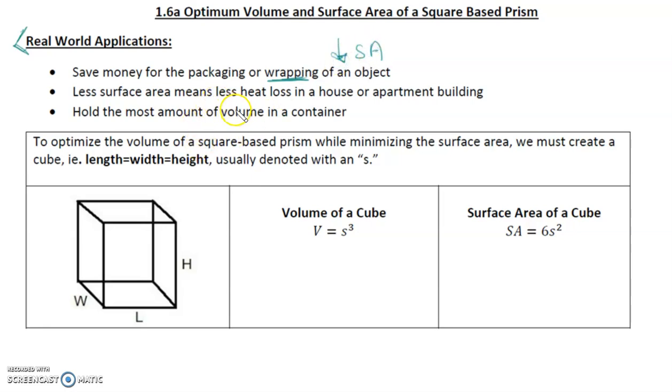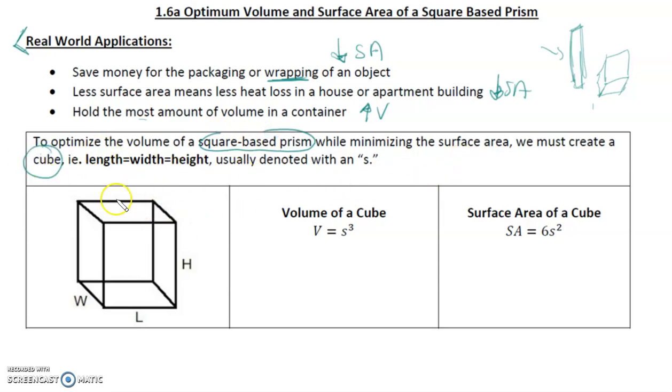Less surface area means less heat loss in a house or apartment building. Okay, and we're going to take a look at that. And then hold the most amount of volume in a container. So greatest volume, least surface area. Because if your building is tall and has a very, very large surface area versus more, what we're going to find out, more cubic, this one's going to lose way more heat.